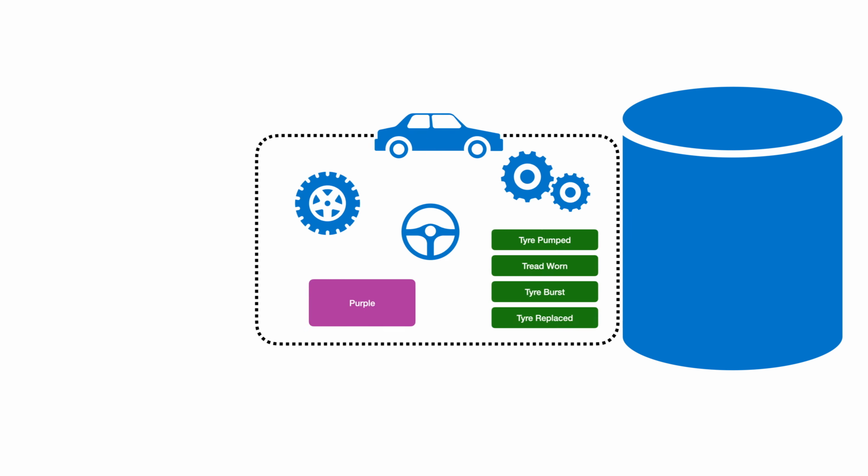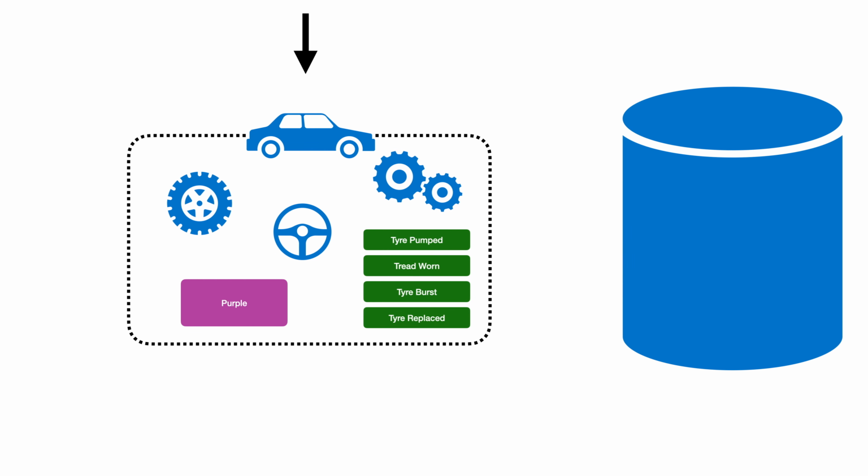So we think of aggregates as one unit. We load the full thing from a repository, we act on the full thing via the aggregate root, and then save the full thing back to its repository. This ensures the aggregate remains in a valid state.